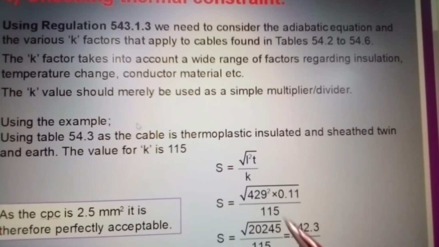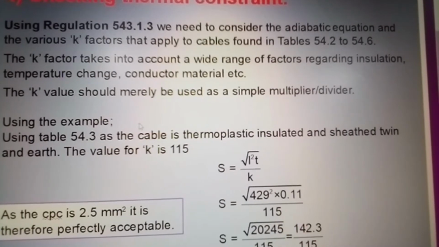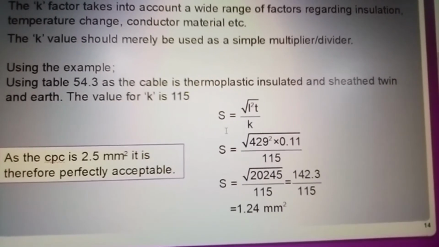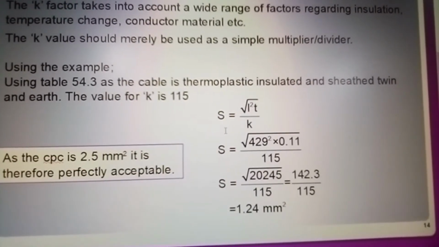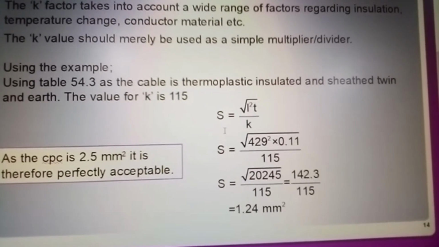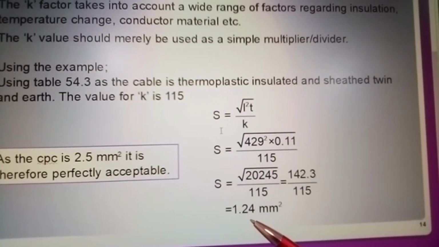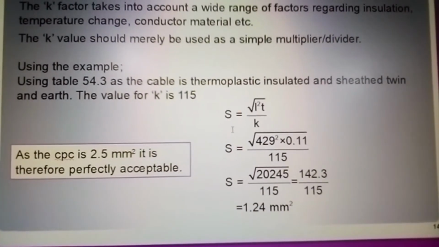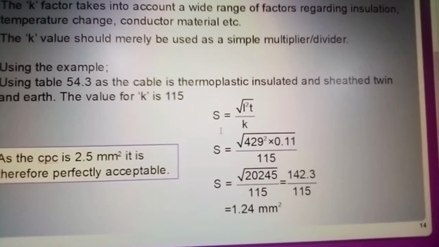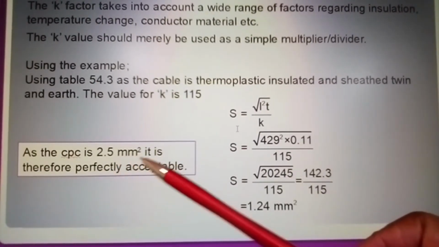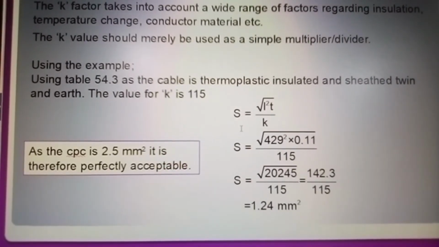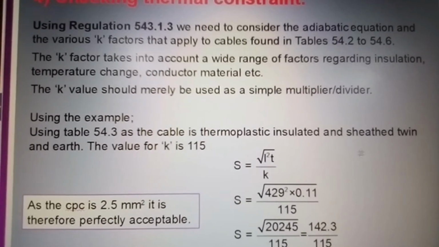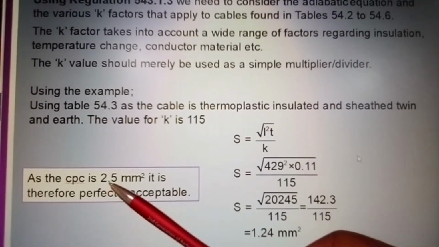Now 429 times the square root of 0.11, divided by 115, gives you 1.24 millimeters. So what we're saying here is that as the CPC is 2.5 millimeters squared, it is therefore perfectly acceptable. You can see that here we're looking for whether the conductor will handle the earthing, the amount of current to be carried. And we know here that 1.24 millimeters will handle the current of 429 amps. But as the CPC is 2.5 millimeters, it is therefore perfectly acceptable for the current carrying capacity and in regards to all thermal constraints. So our thermal constraint has been met in respect of the value of the earthing conductor size.